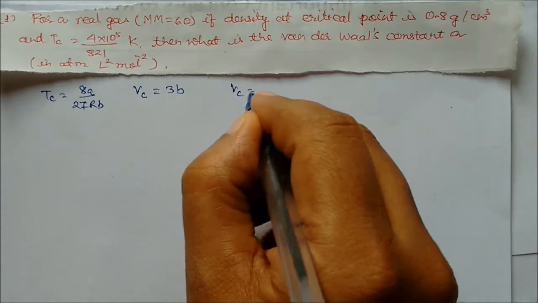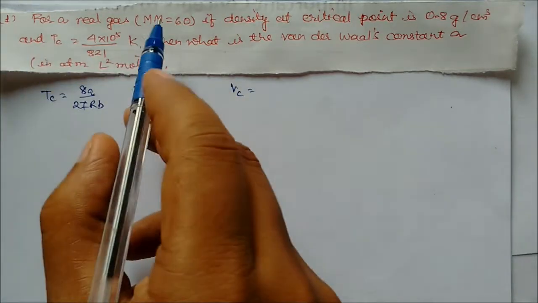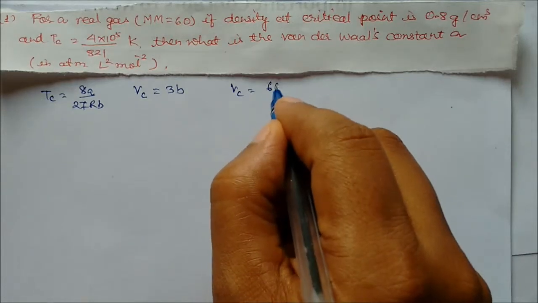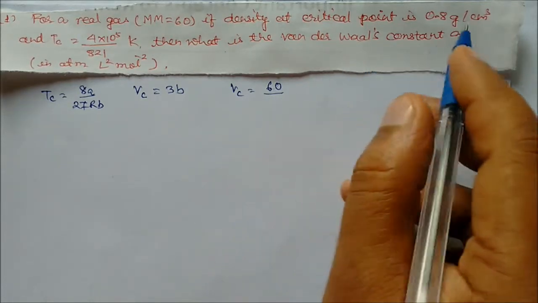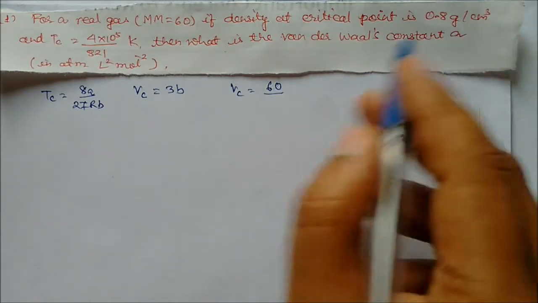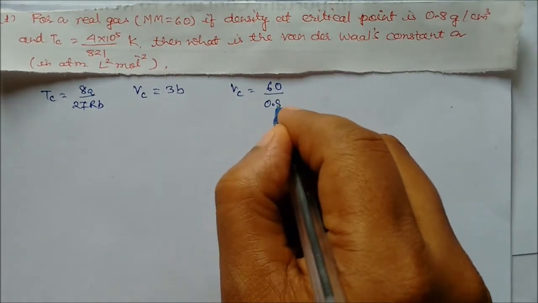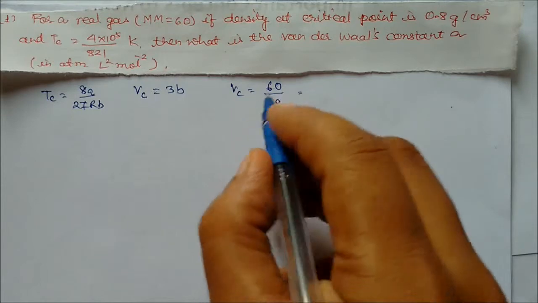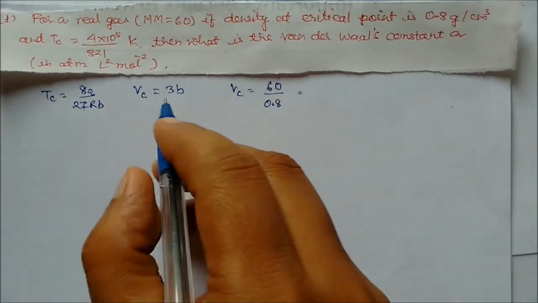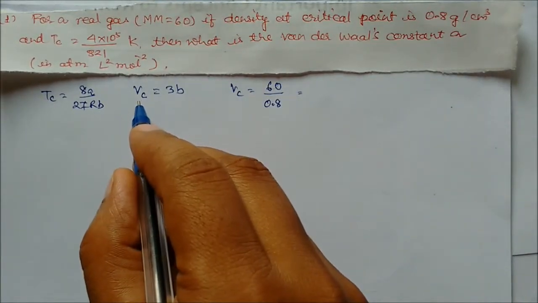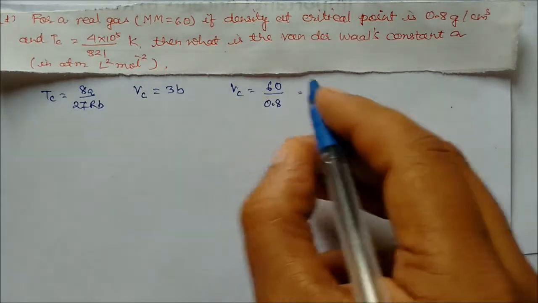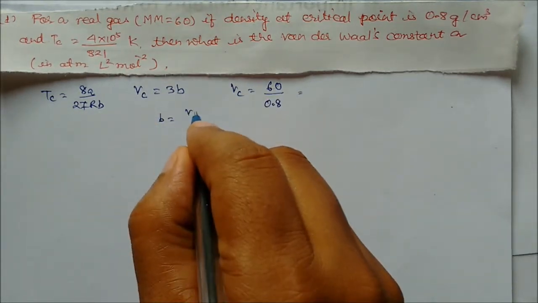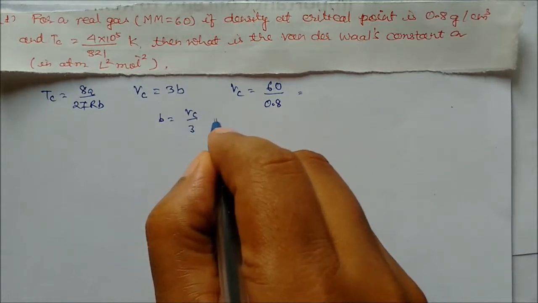So how to find Vc? For finding Vc, molar mass of the gas is given, and at critical point density is also given. So we will divide 60 by 0.8 gram per centimeter cube. If you divide by 0.8, we'll get some value here. So we got the value of Vc. So again, what will be the value of B? Here B will be Vc upon 3. So Vc we know that.